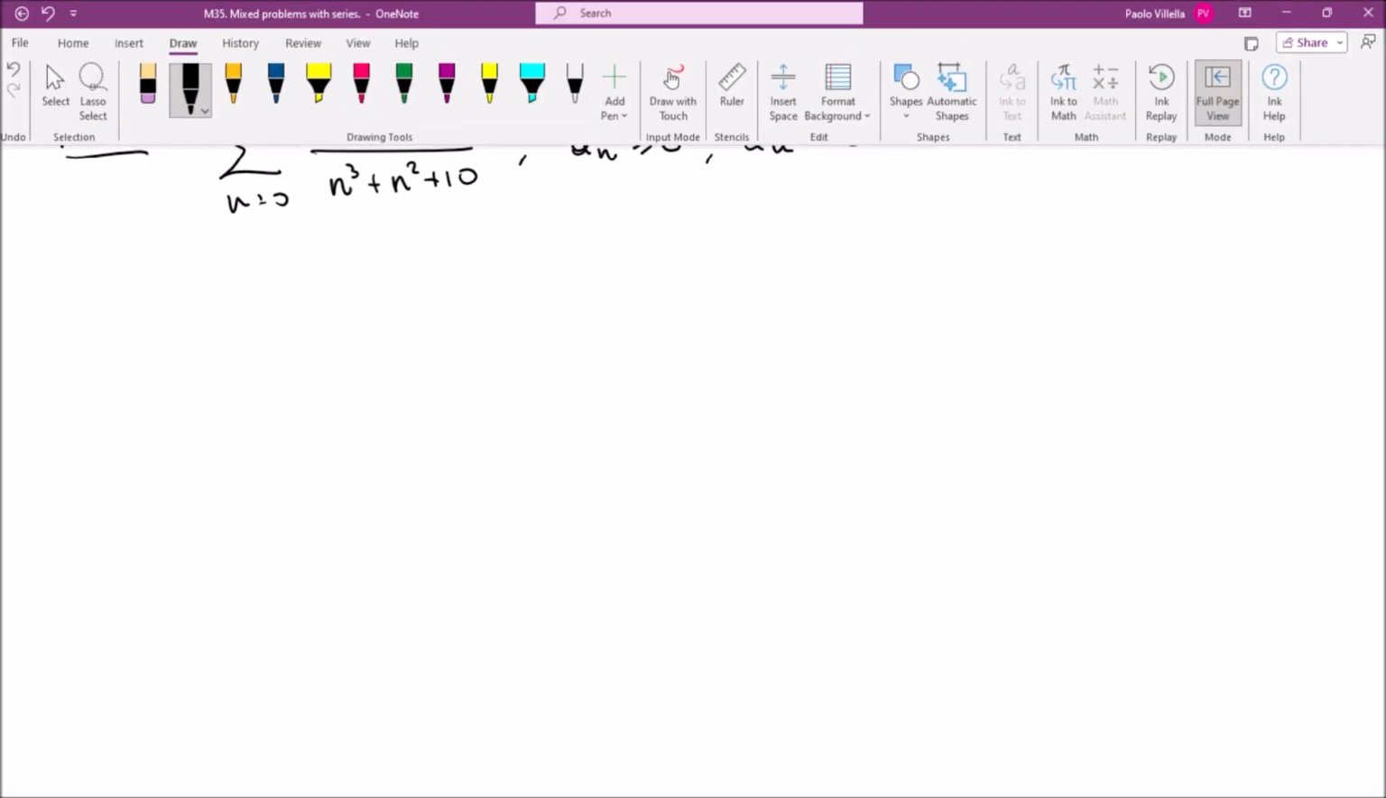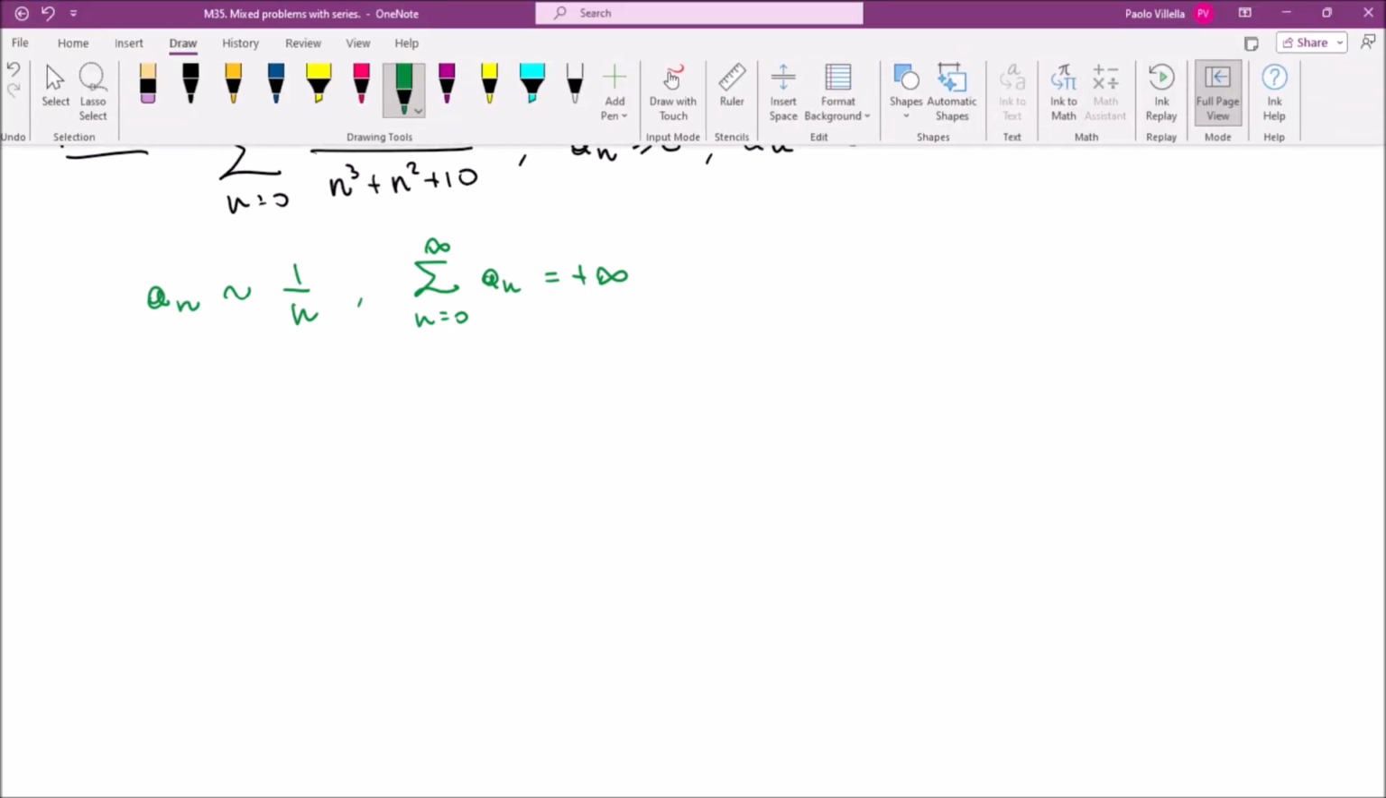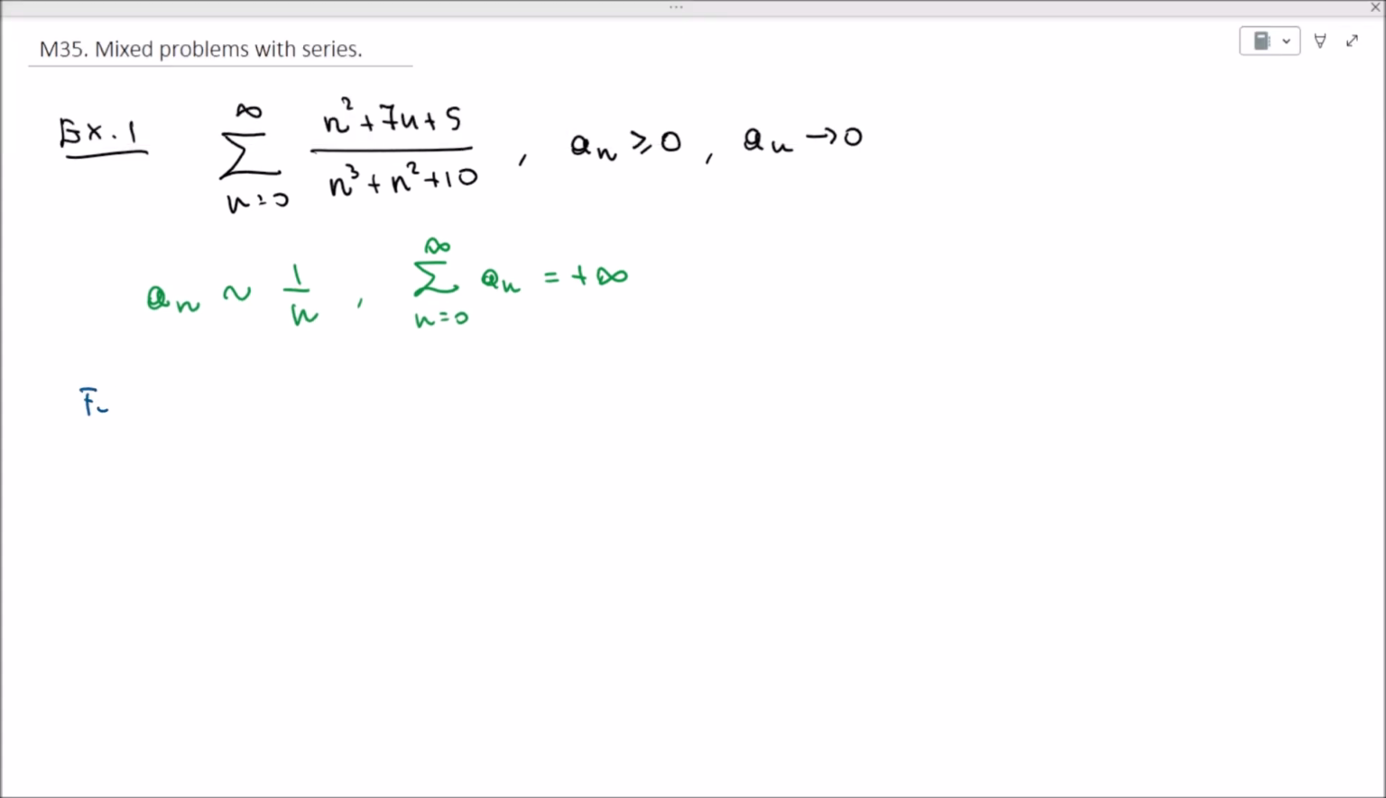But just a first check on the sequence a_n says that when n goes to infinity, a_n is equivalent to 1 over n. So it seems reasonable to assume that the sum as n goes from 0 to infinity of a_n will diverge to plus infinity. Okay, so this is our intuition. But let's now try to prove this formally.